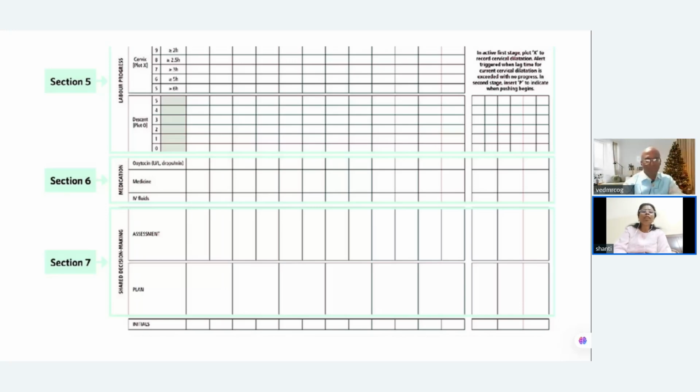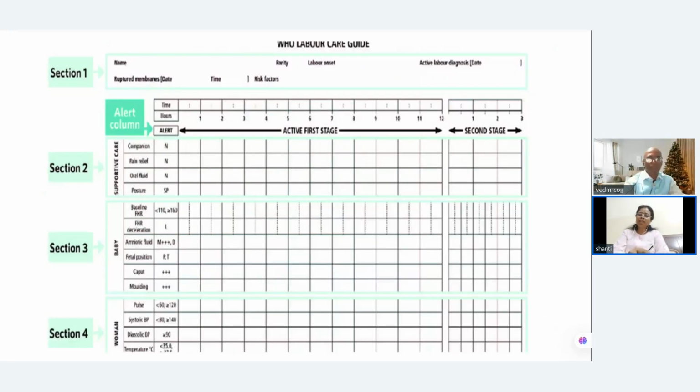The important thing is that whenever in any section an abnormality is found, we have to circle it in red, and it will be the alert. For example, if there is no birth attendant, we have to write no and circle it there. And if caput is 3+, we have to circle it. So this will give us the alert for action.